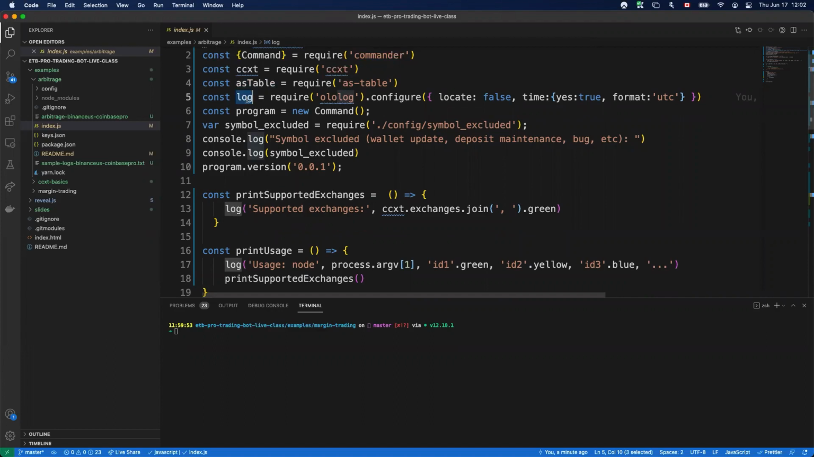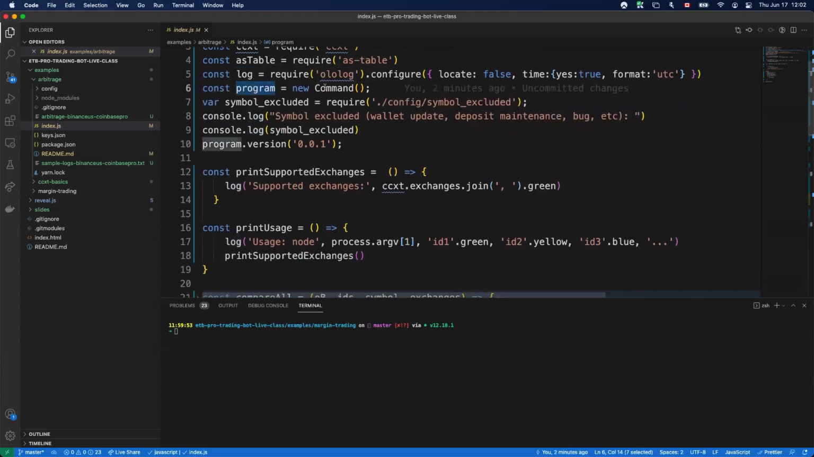I'm using a logger from a library called Ololog, which basically prints the time as well. So, when I'm logging all this information about what my bot is doing, I know exactly at what time this price was there, exactly at what time the arbitrage happened, what was the time where the price of several assets was. So all that can be done using the logger. So I don't have to do console log and get the new date every time.